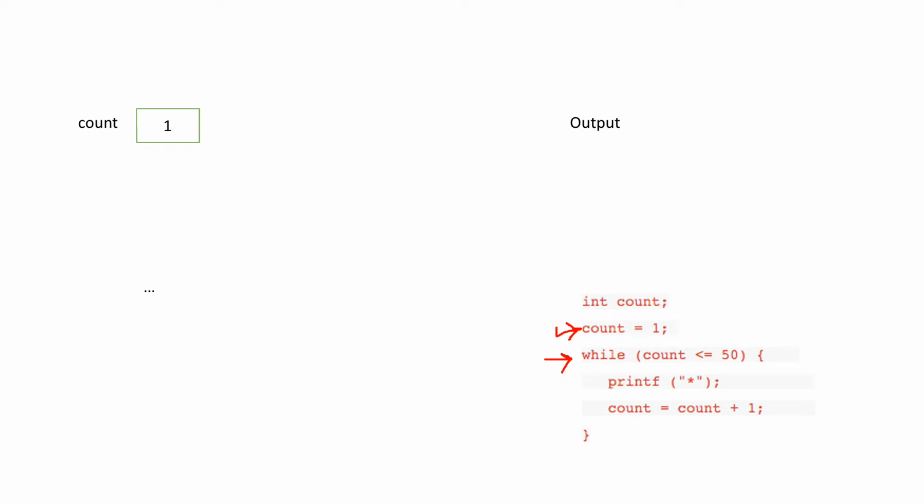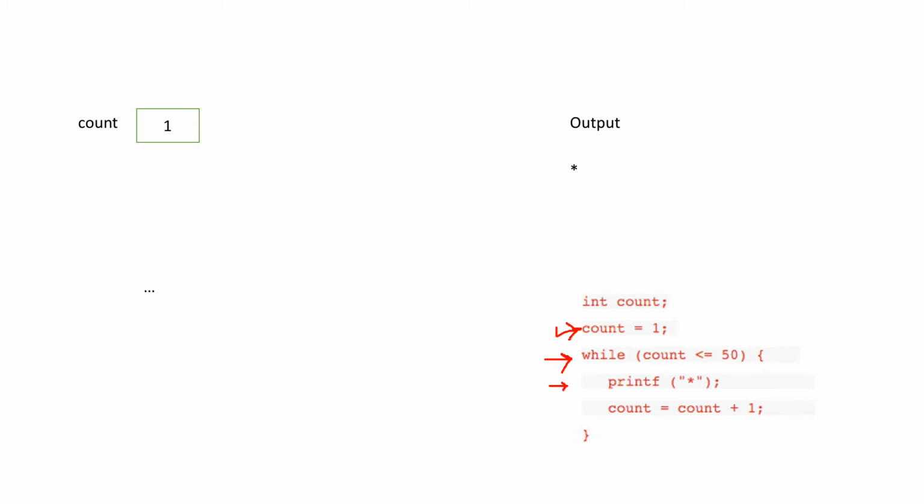Is count less than or equal to 50? We can see yes, it is. So the condition is true, and therefore we enter into the loop body, into the curly braces. So the next thing it should do is print a star, right? So that's the line that gets executed.